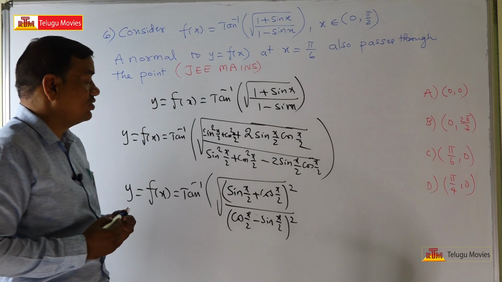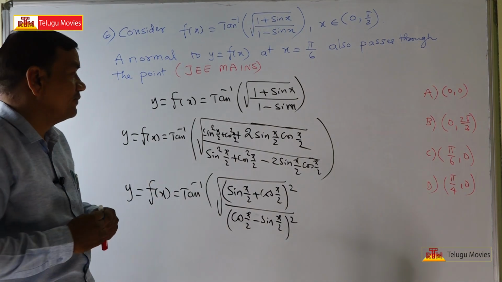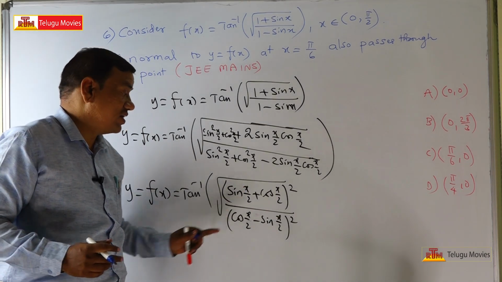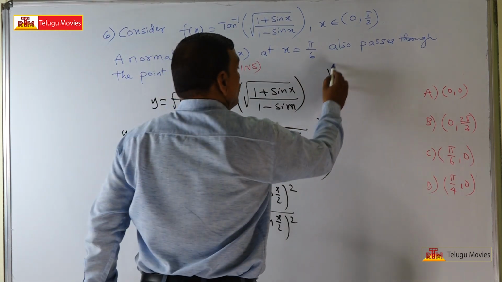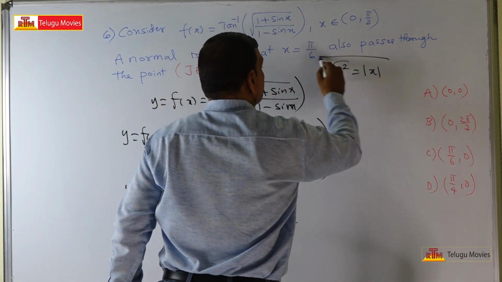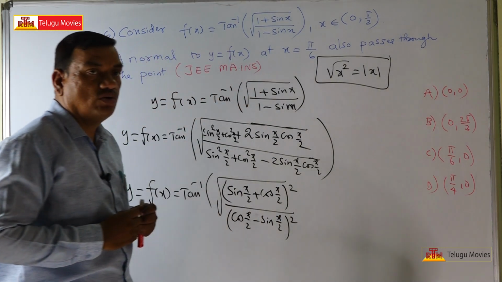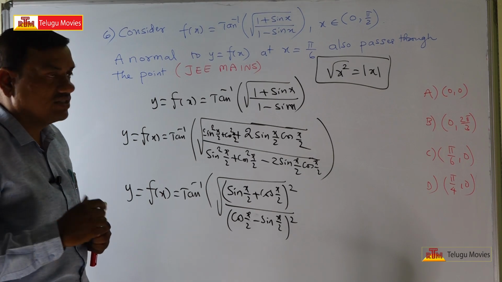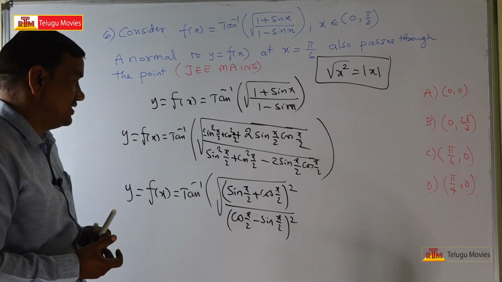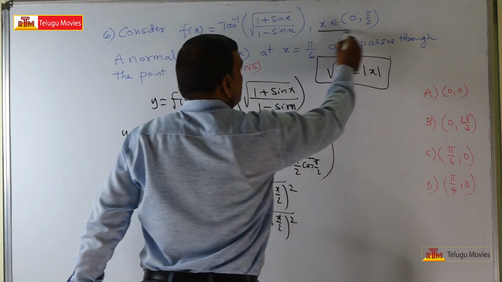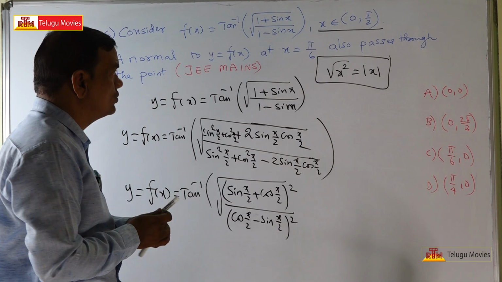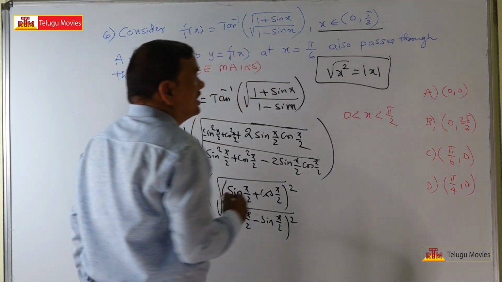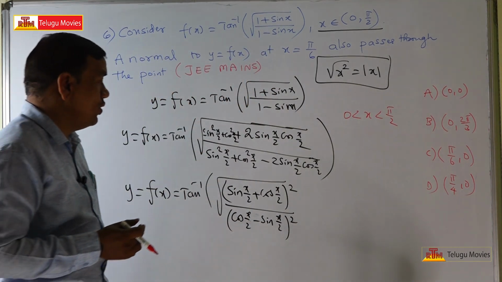Now I will explain why I am separating it. If you observe, under the root bracket, whatever the quantity, the root of x square is equal to mod x. If x is greater than 0, mod x will become x; if x is less than 0, mod x will become minus x. Here, 0 is less than x less than pi by 2, that means your x value lies between 0 and pi by 2.